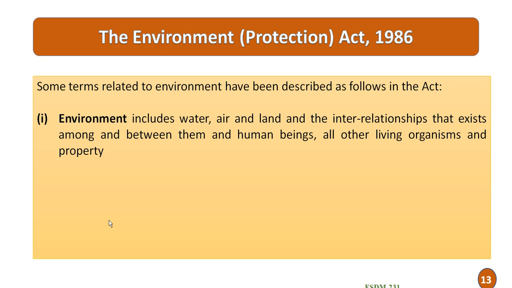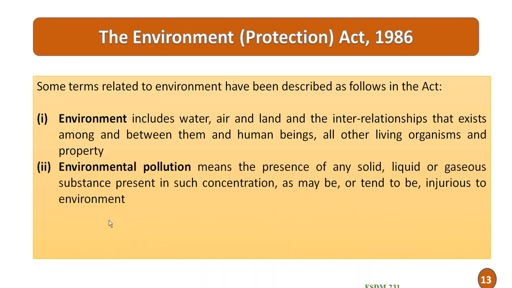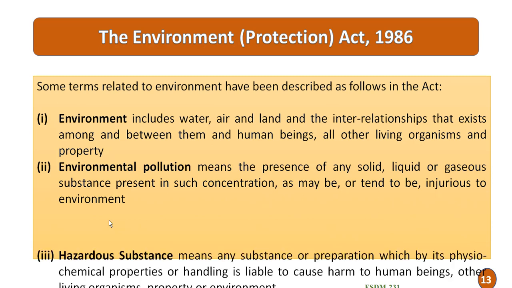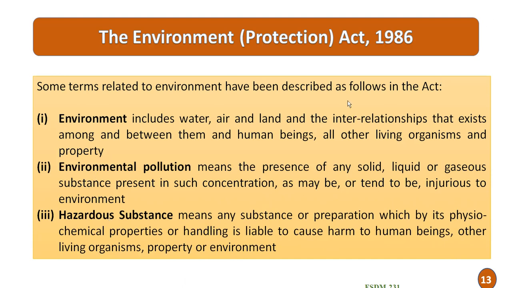So by this law, for the first time, a clear-cut definition of the environment is given. Then environmental pollution means the presence of any solid, liquid or gaseous substance in such a concentration as may be or tend to be injurious to the environment. Then it also defines the hazardous substance. Hazardous substance means any substance or preparation which by its physiochemical properties or handling is liable to cause harm to the human being or other living organism, property or the environment. So this law clearly defines environment, environmental pollution and hazardous substances.